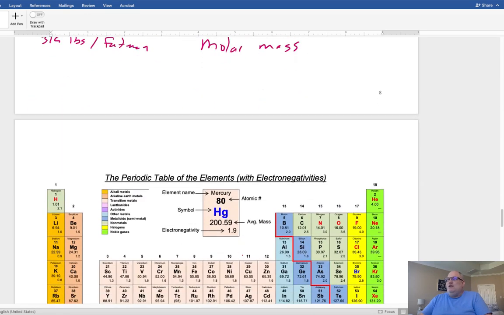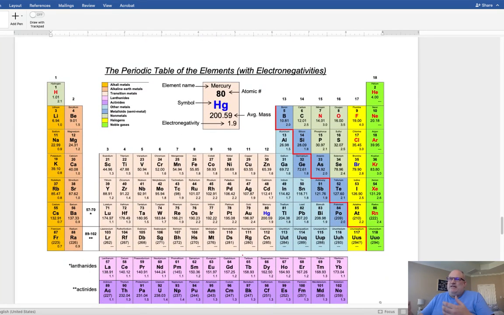Now, how does that play into elements and atoms? Well, on our periodic table, we have this really cool thing underneath each element, this number right here. That number is known as the average atomic mass, and that's actually the average of all the isotopes' masses. But we can also call that the molar mass. What that really is, is the mass of 1 mole of atoms in grams.